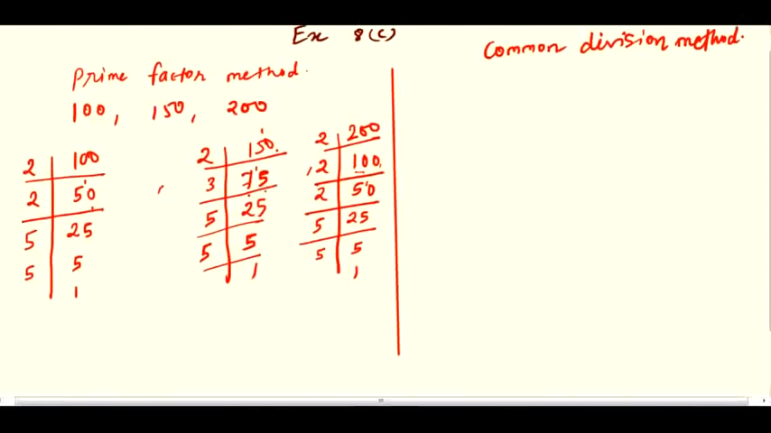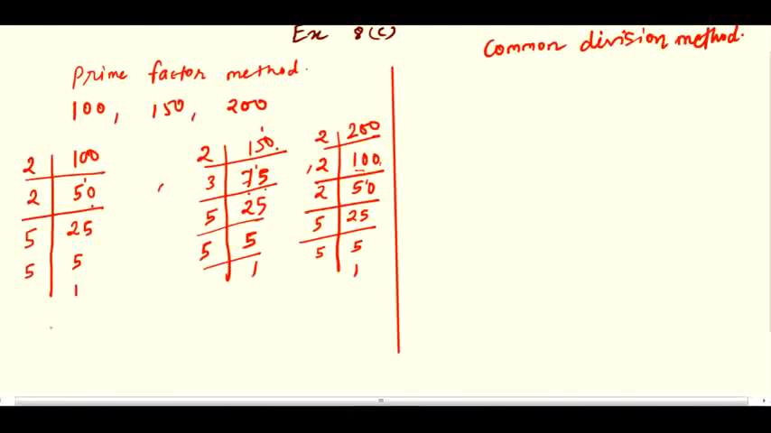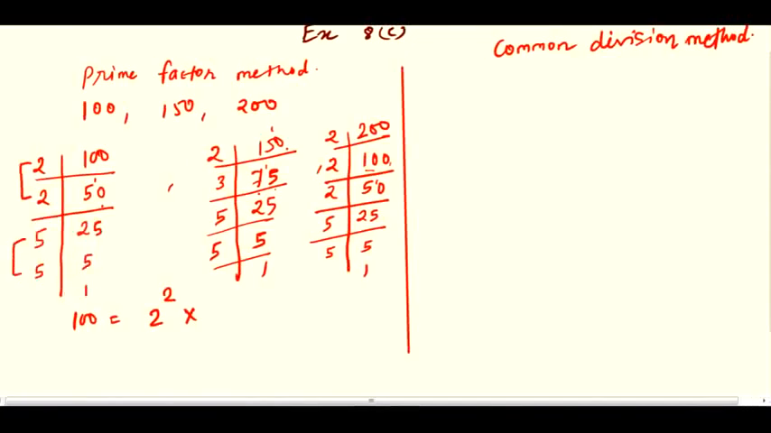Now in this question, factors of 100, 150 and 200 we are having. So first is 100. As you can see, 2 occurs 2 times, so we will write 2 to power 2, into 5 we got 2 times, so 5 to power 2.